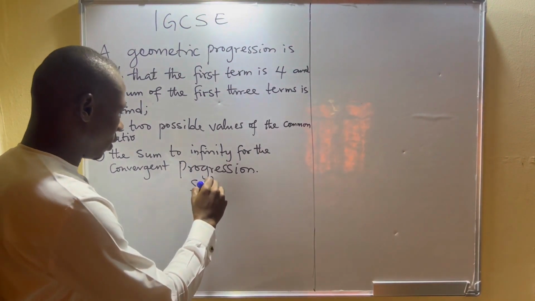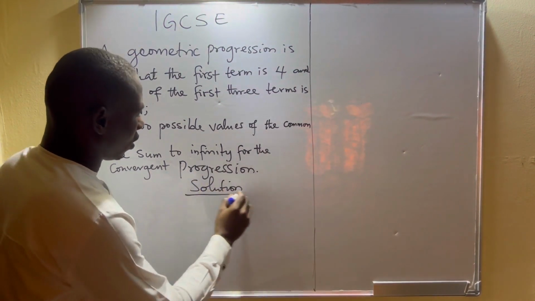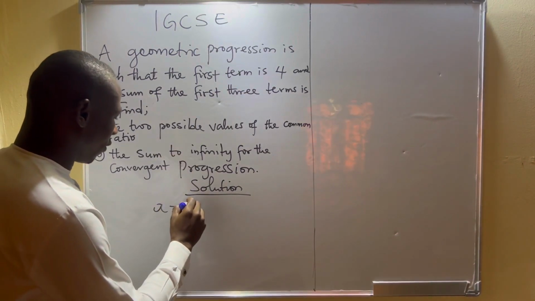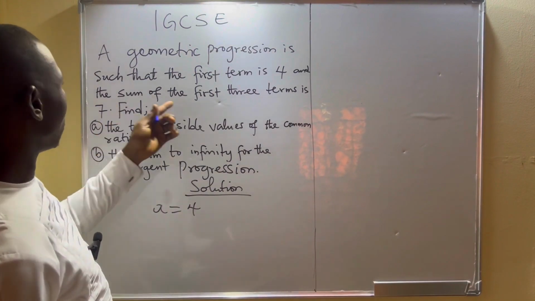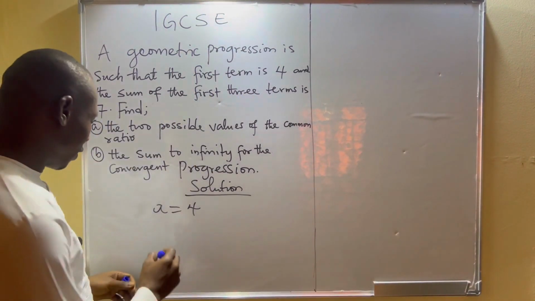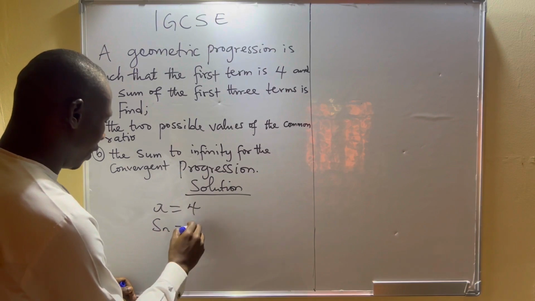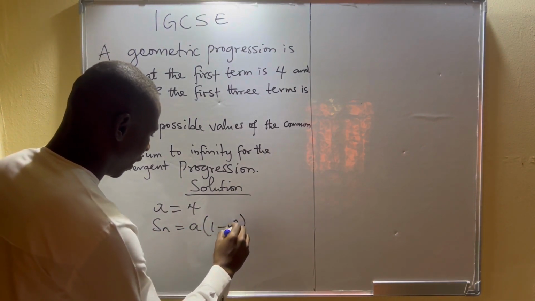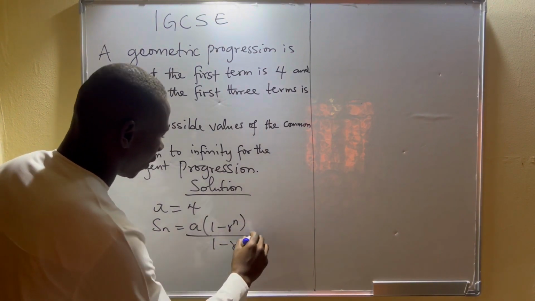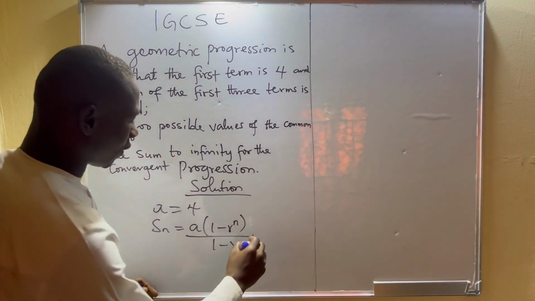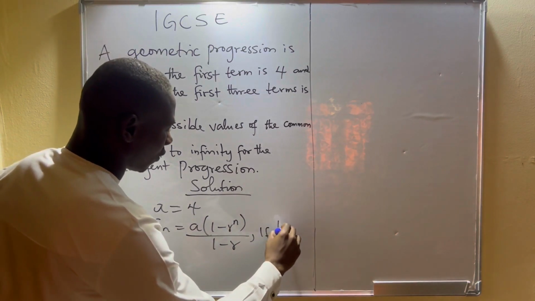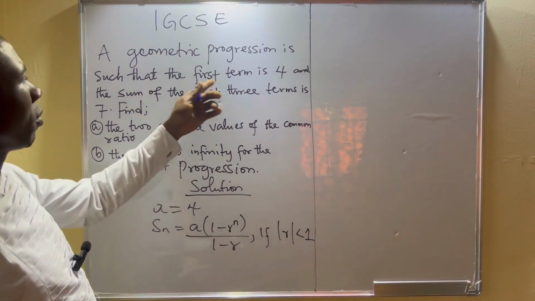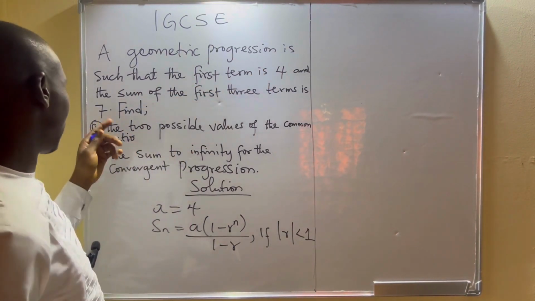Solution. Our first term is 4, then we have that a is equal to 4. The sum of the first n terms of a GP, Sn, is equal to a into 1 minus r raised to power n over 1 minus r. So we always use this if the absolute value of r is less than 1. But we are given that the sum of the first three terms is 7.